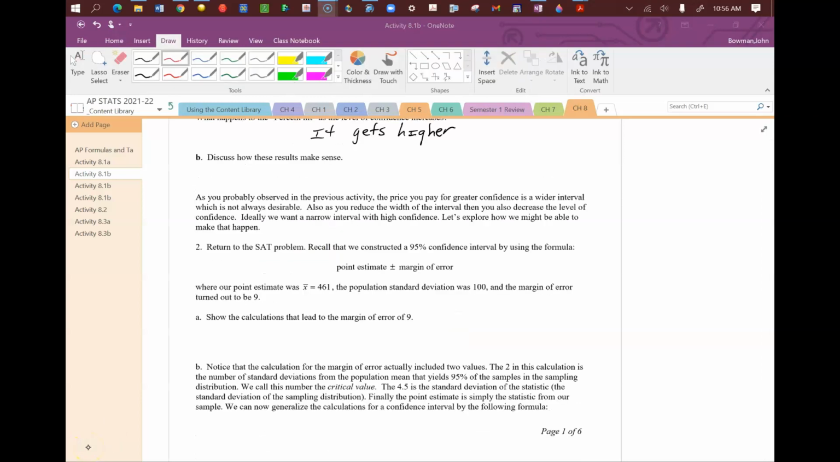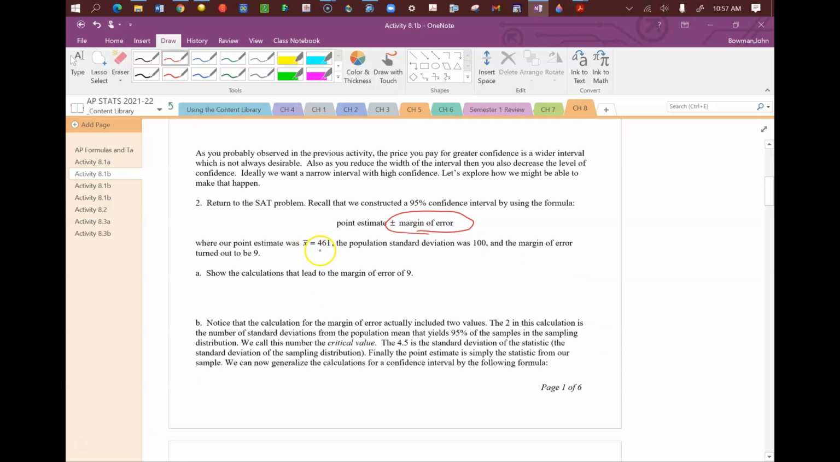So we're going to go back to the SAT problem from the previous video, and we're going to take a look at the margin of error in the confidence interval a little bit more. Just to remind you, the margin of error was the part that we added or subtracted to our point estimate, our sample statistic. So our sample mean was 461, and the population standard deviation was 100. Okay, so sigma is equal to 100, and the margin of error turned out to be 9. We're going to show how we got that margin of error of 9.